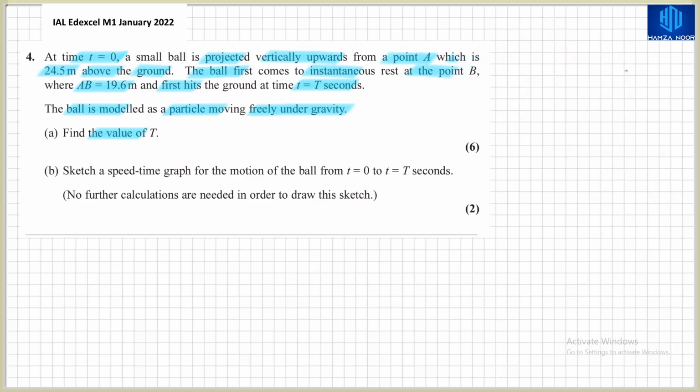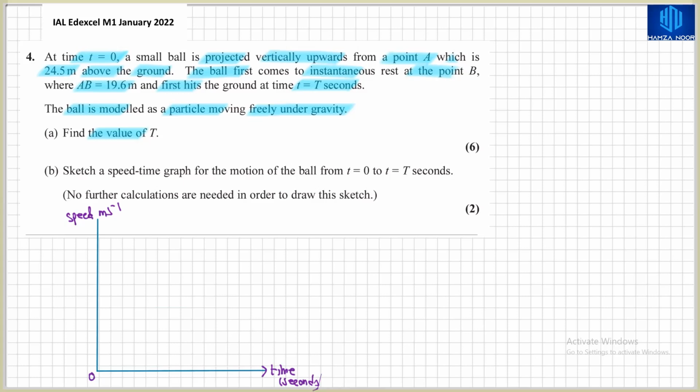All right, and we need to make the speed time graph, not a velocity time graph. So you need to make a speed time graph, meaning you have the scalar quantity speed on the vertical axis, and on the horizontal axis you have the time t seconds. So from t is equal to 0 to t is equal to capital T seconds, and as we already know from part A, the value of capital T is 5 seconds. So we need to sketch a speed time graph for the motion of the ball from t is equal to 0 to t is equal to 5 seconds.